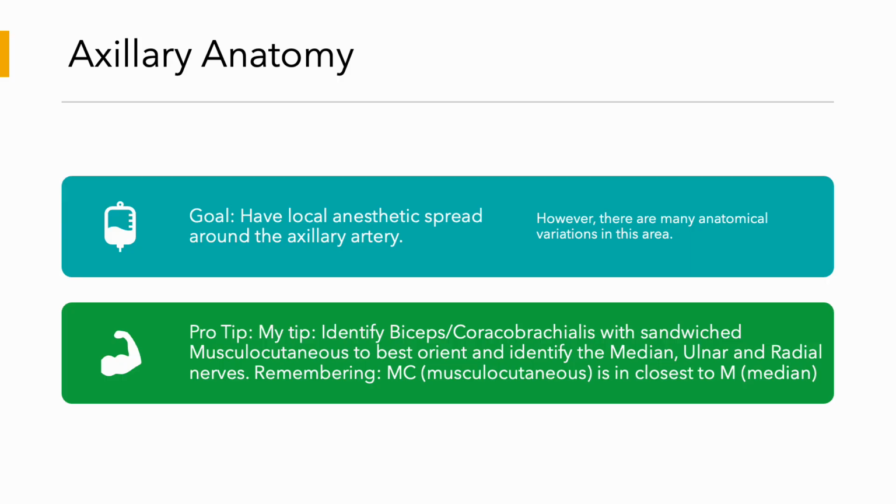So pro tip, identify the biceps or coracobrachialis with the sandwich musculocutaneous to best orient and identify the median, ulnar, and radial nerves. Remembering, MC for musculocutaneous is closest to the median nerve.